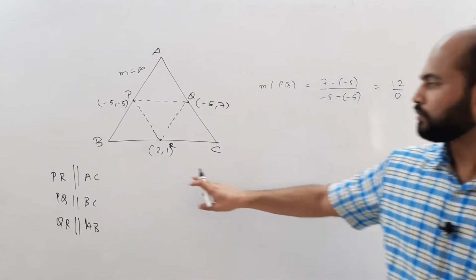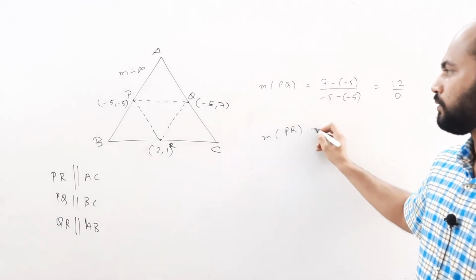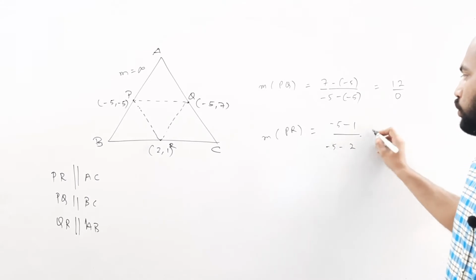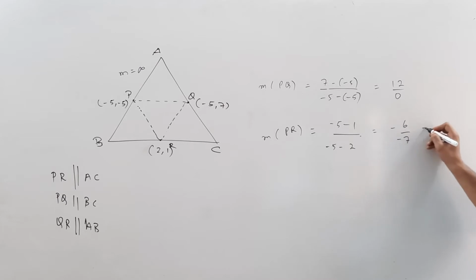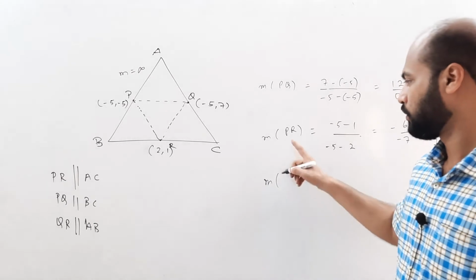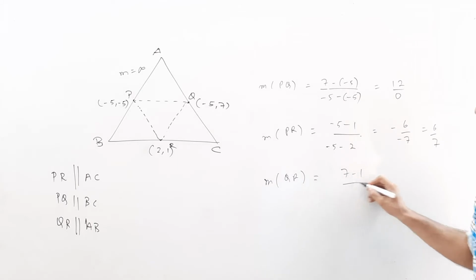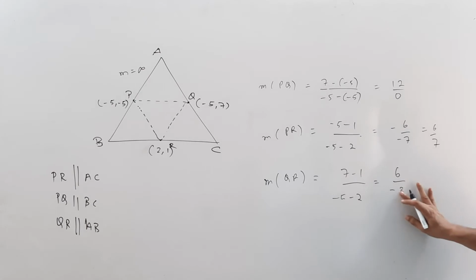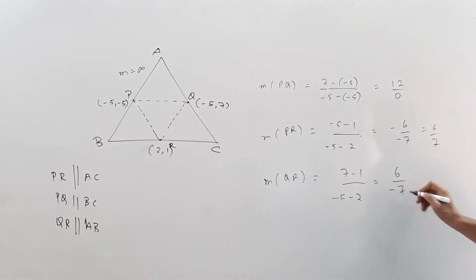Now once this is done, let's find the slope of PR as well. So PR is going to be (minus 5 minus 1) divided by (minus 5 minus 2), which is going to be minus 6 by minus 7. So it is 6 by 7. And then the slope of QR. So QR is going to be (7 minus 1) by (minus 5 minus 2), 6 by minus 7. That's what we get. So that is the slope of the next line.